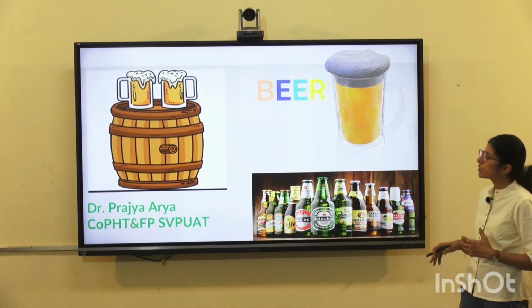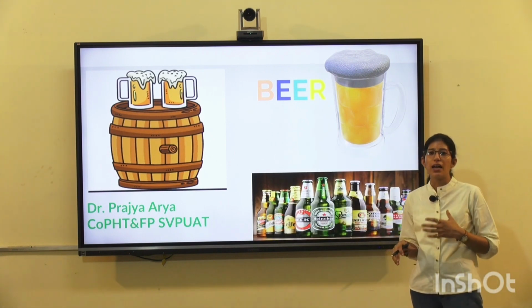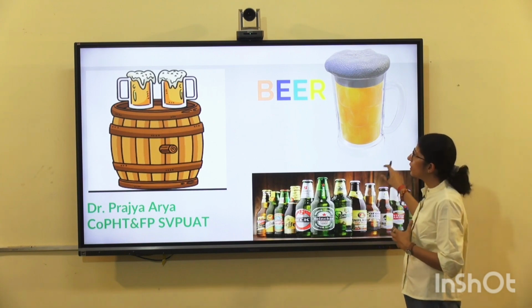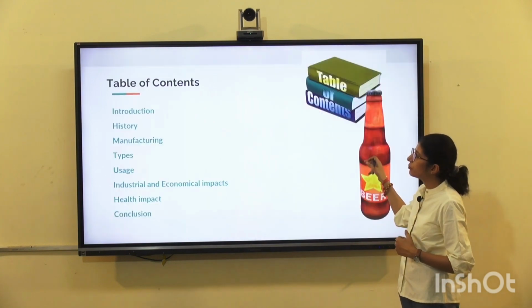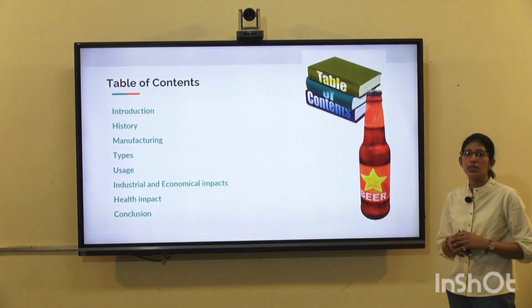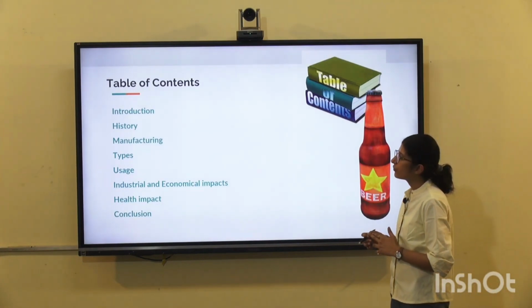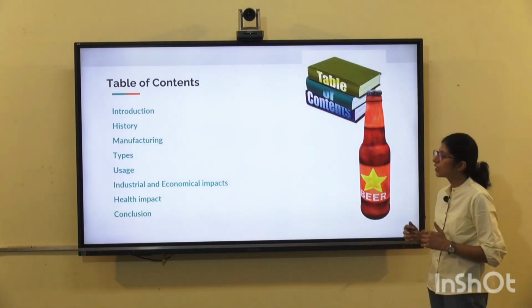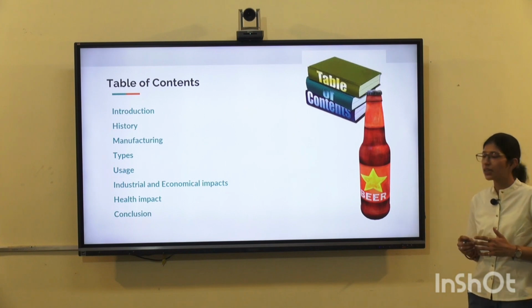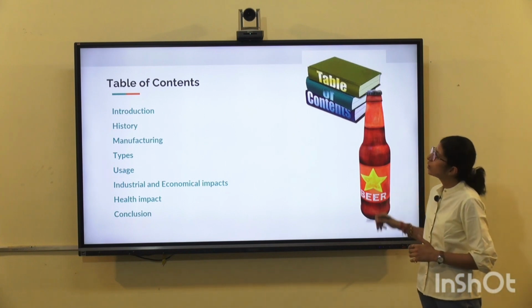In this presentation, we will look briefly at the manufacturing and processing of beer, how it is manufactured and processed. This is the table of contents for this presentation: introduction, history, manufacturing, types, uses, industrial and economic impacts, health impacts, followed by a conclusion.